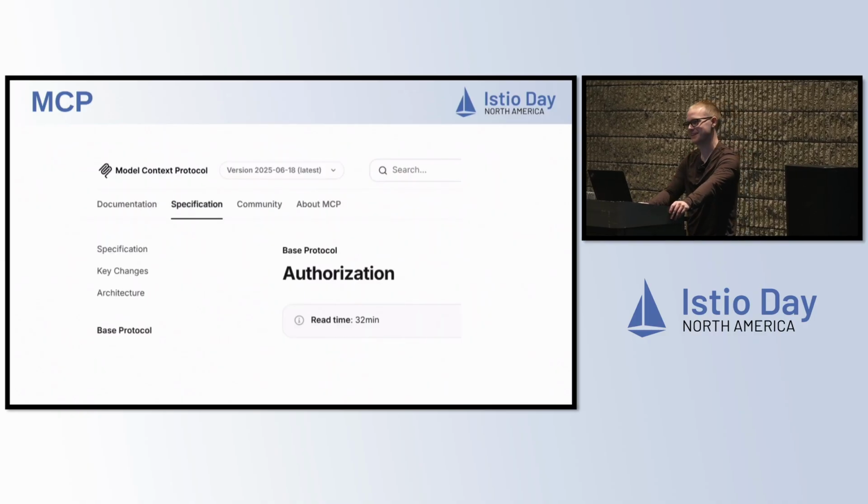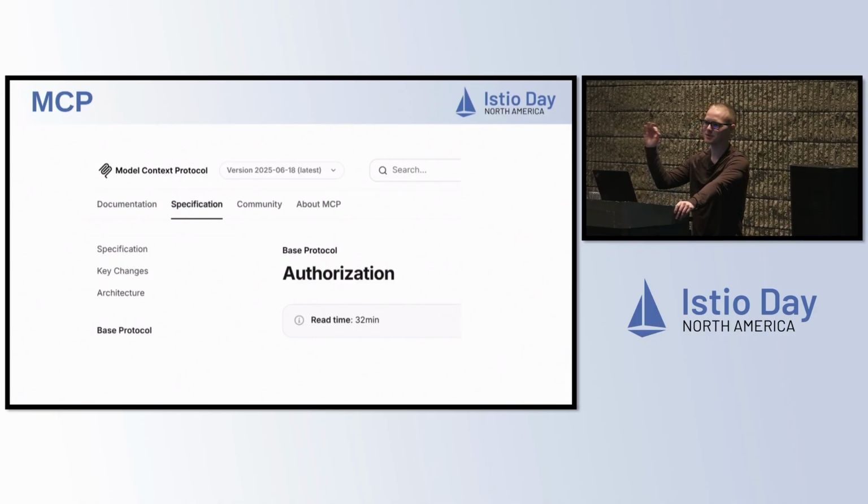Even worse is the MCP authorization spec. I don't have time to get into this because the read time's 32 minutes. I'll admit I photoshopped it, but I promise you it takes you 30 minutes to read it. Very extensive, complicated, novel ideas around how authentication and authorization should work in MCP. That puts a lot of new requirements on running these MCP workloads and consuming them.